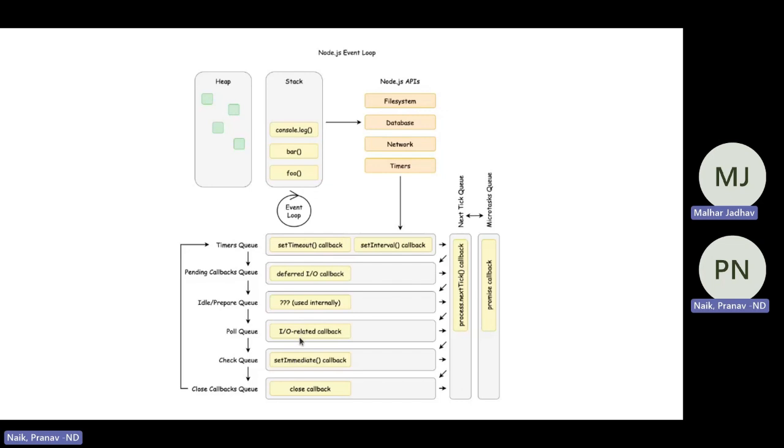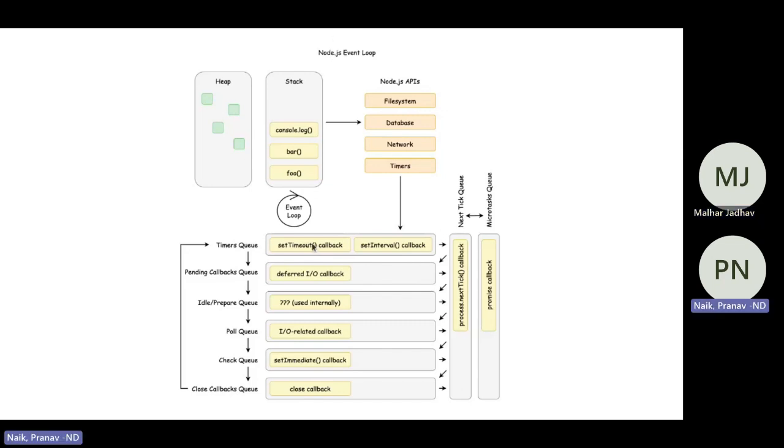Okay. In the poll queue, all IO related callbacks go. In check, we just saw setImmediate. The purpose of the check queue is only to serve setImmediate callbacks, and then closing callbacks. Okay. Anything else? Not yet.